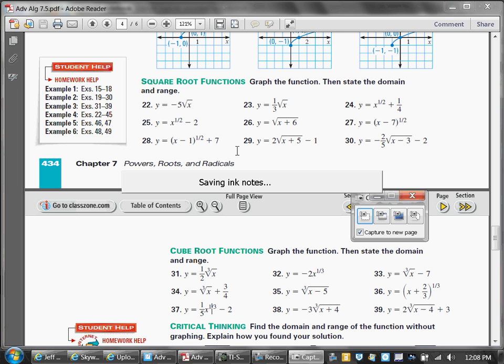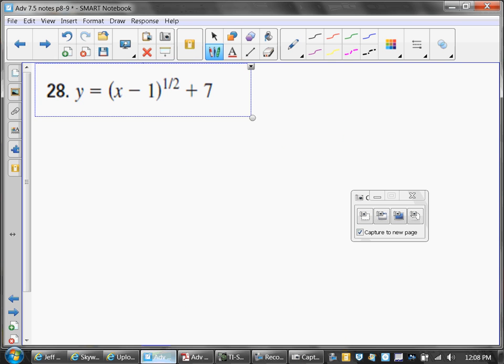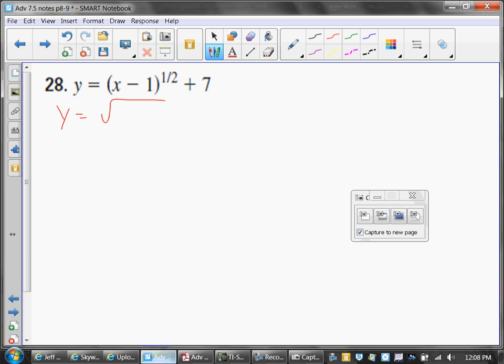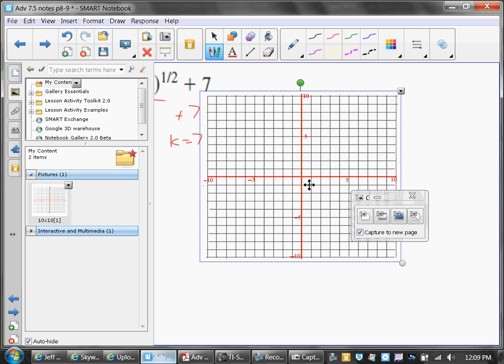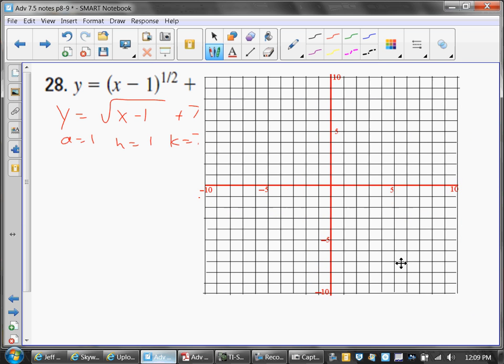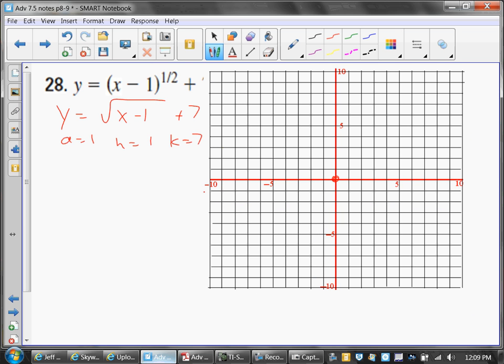Okay. So this starts out with the square root function. It is y equals the square root of x minus 1 plus 7. So a is 1, h is 1, and k is 7. So all I have to do is start by the generic square root function with a value of a being 1. So we're at 0, 1, 1, 4, 2, 9, 3. And within each of those points, I move to the right 1 and up 7.